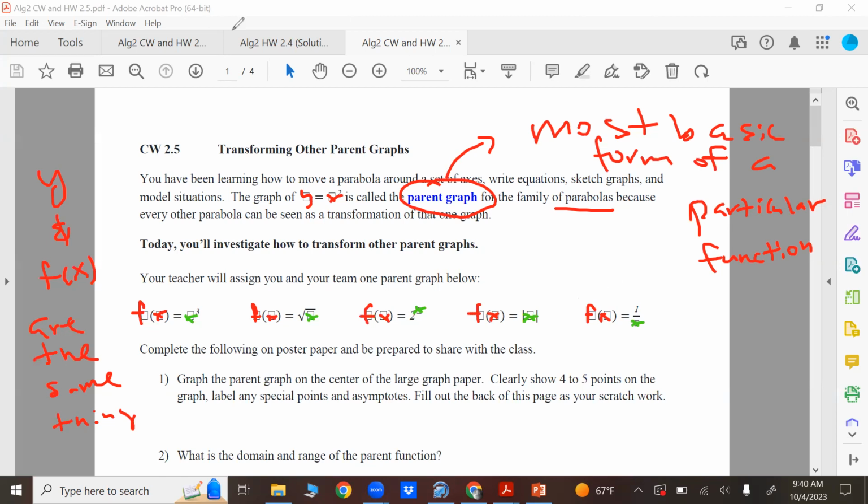If I want to label what they are, like their names, this is called cubic, because there's a cube. This is called square root, because you're square rooting, obviously. This is an exponential, which we have done. This is absolute value. I know you guys have seen that before. And that's called the reciprocal function.